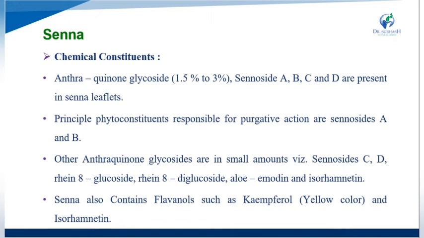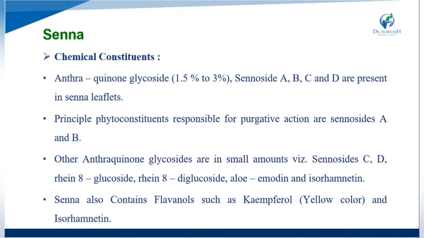Okay, then other anthraquinone glycosides are in small amounts, like sennoside C and D, rhein 8-glucoside, rhein 8-diglucoside, and yellow emodin and isorhamnetin. Okay, these are all present. Anthraquinone glycosides are present in small amounts, but in higher amounts the two constituents, sennoside A and B, are responsible for the purgative action of the leaf.